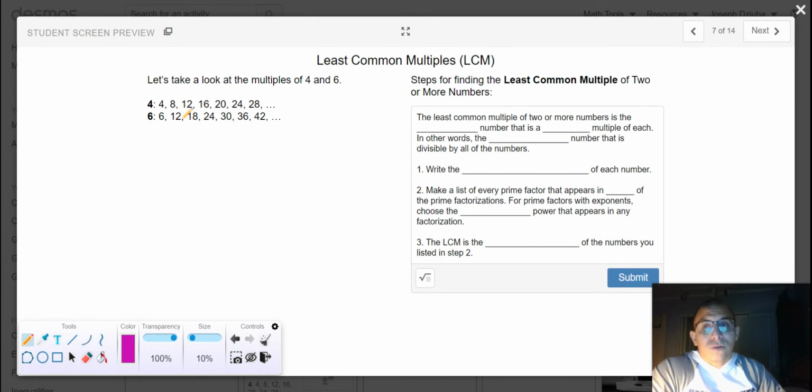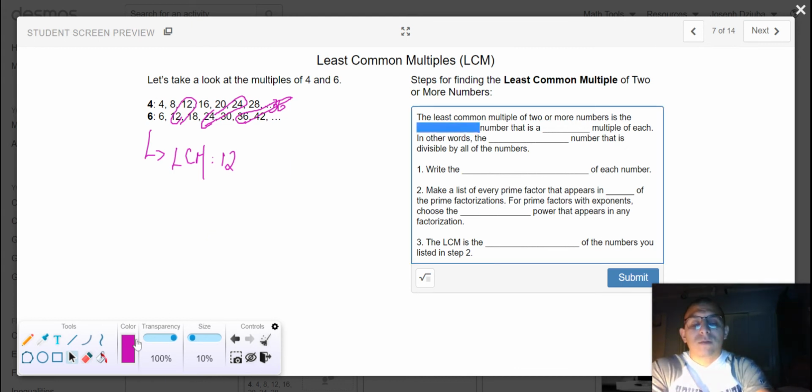So for numbers 4 and 6, we can clearly see that they have 12 in common. We can clearly see that they have 24 in common. And if I extended this table here, they would have 36 in common. So it's pretty obvious that our lowest common multiple is the number 12. But how could we apply this process in the event that we did not have numbers like 4 and 6, and we had numbers like 406 and 512?